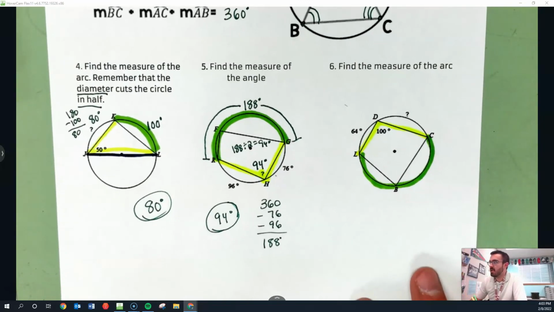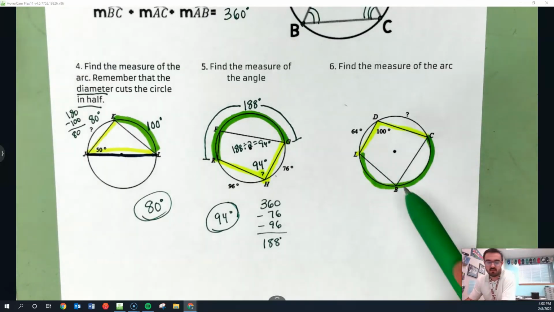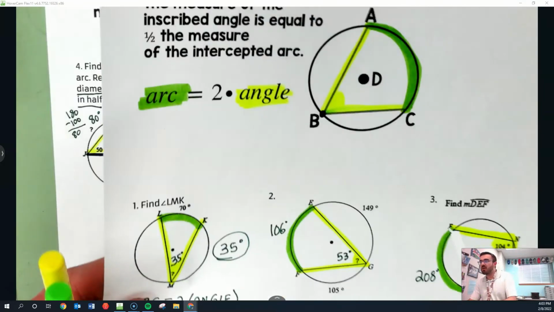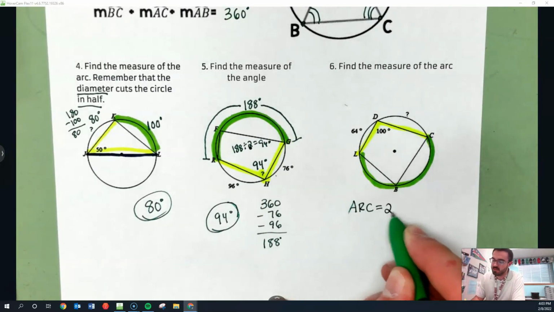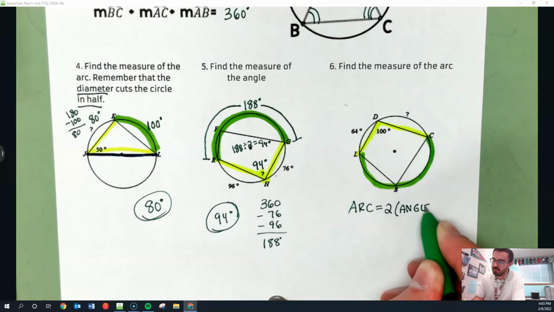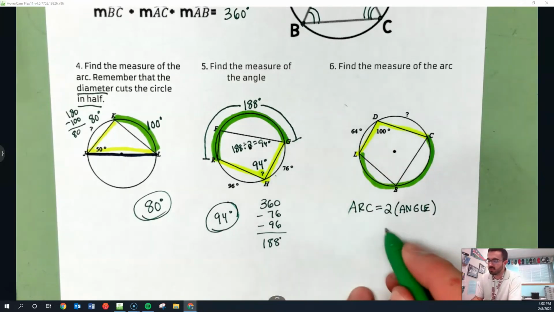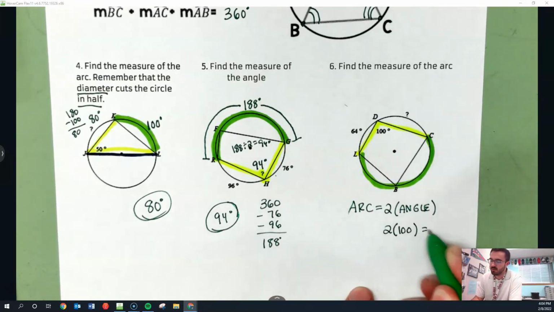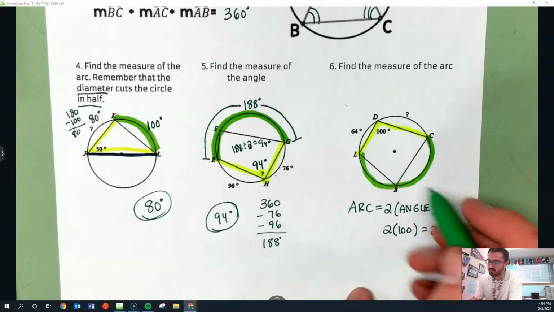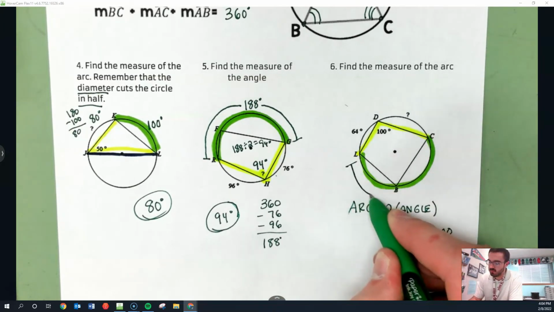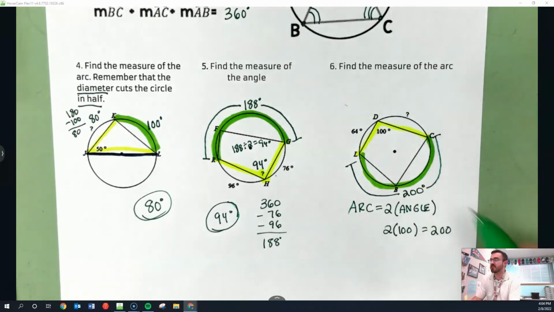All right. If this angle is 100 degrees, what is the arc? Again, as a reminder, arc equals 2 times angle. Let's write that down, in fact. Arc equals 2 times the angle. Okay, so if the arc is what we're looking for, the angle is 100. 2 times 100 would equal 200. So this thing right here is 200 degrees. Okay, let's label that. 200 degrees. That whole thing is 200 degrees.